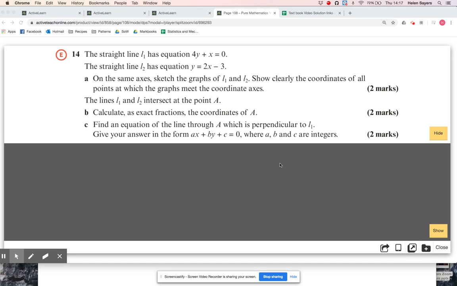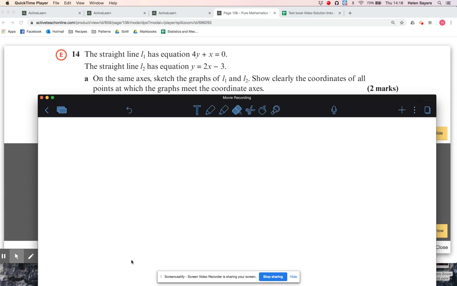Okay, so we're looking at mixed exercise 5 from the first year core textbook. So we're on straight line graphs. Question 14, so it's an exam question, so we can see how many marks each part's worth, and they're all only worth 2 marks, so hopefully none of the individual bits should be too bad. So I've got an equation of line 1, I've got an equation of line 2, and the first thing I need to do is sketch them.